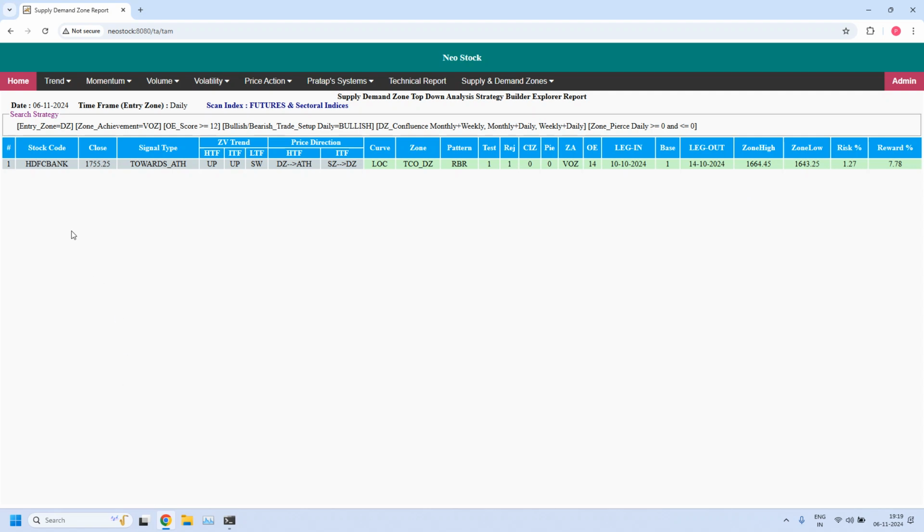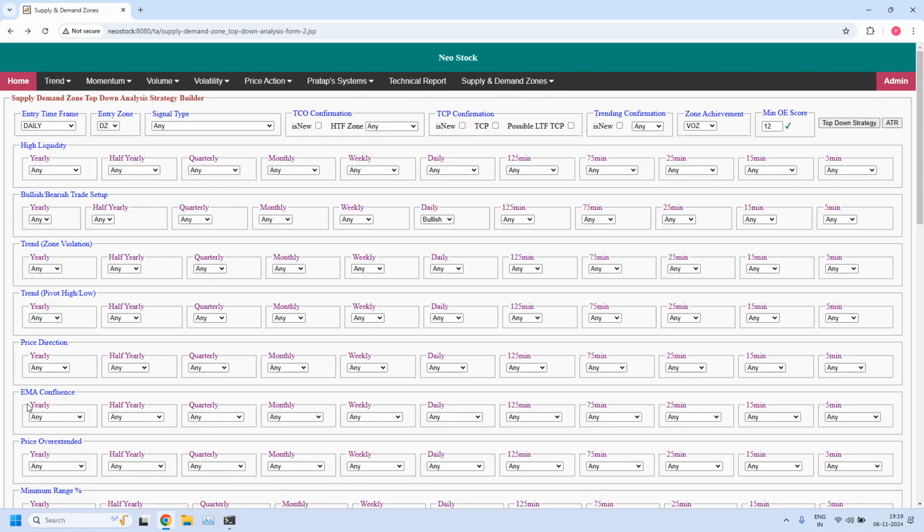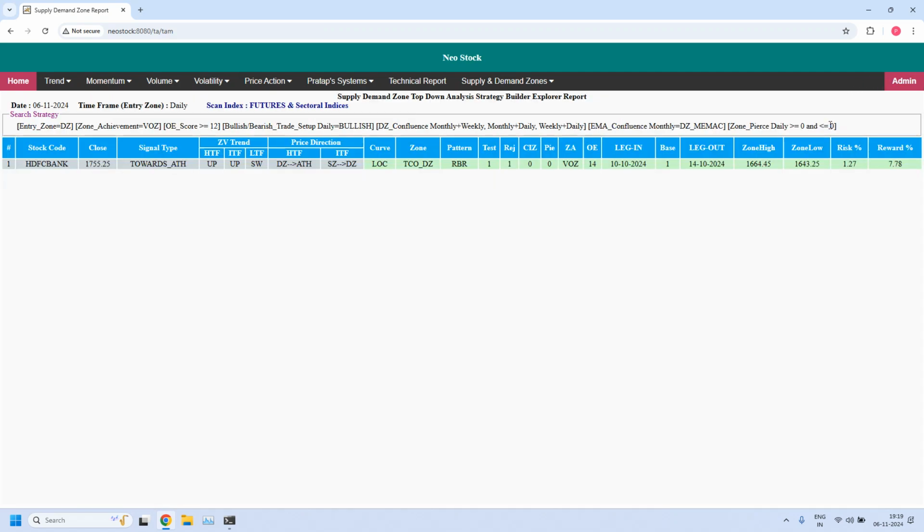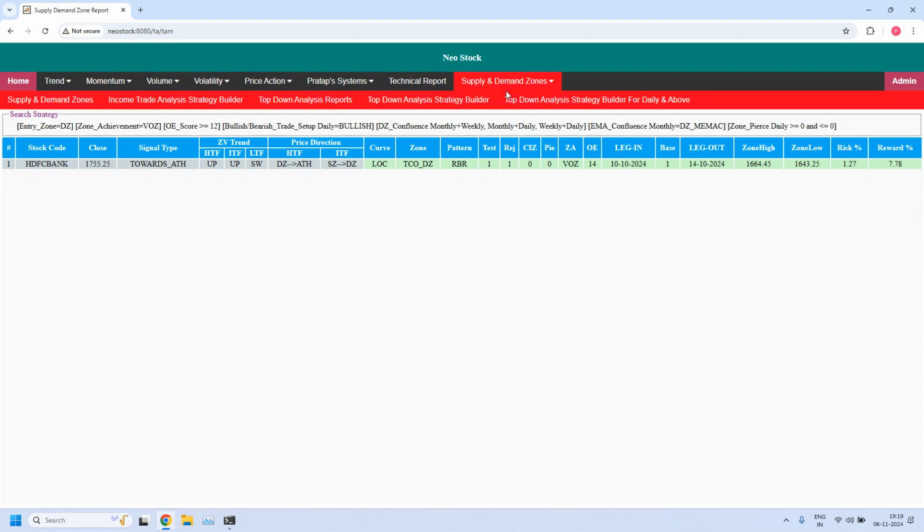Now let's verify if this is having any monthly EMA confluence. In the EMA confluence, monthly time frame, monthly demand zone with monthly EMA confluence, this is having a monthly EMA confluence. It is an even more high probability setup stock. So this is a bullish trade setup for monthly income trade.